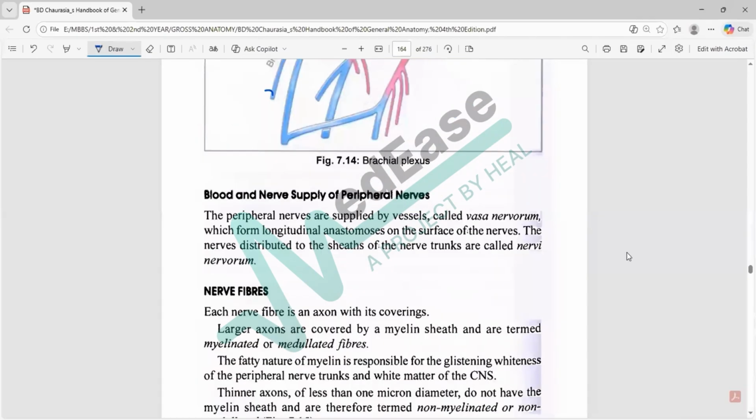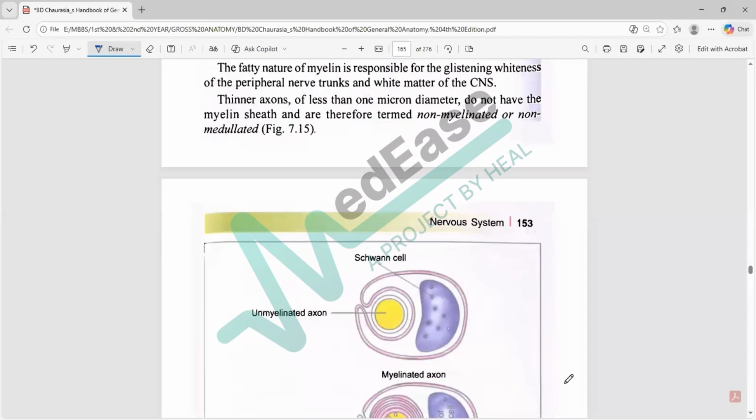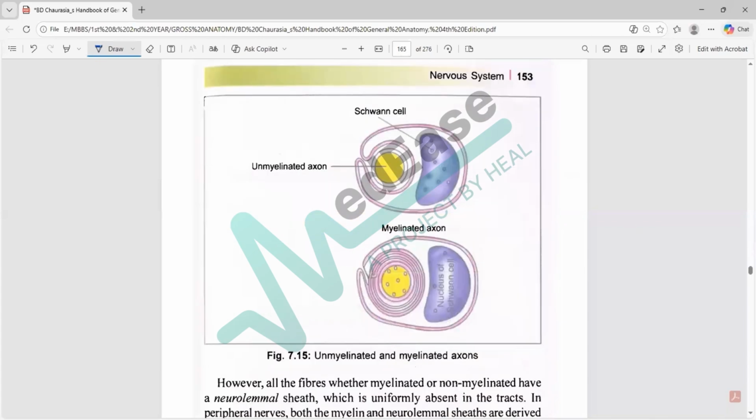Now remember, when we talk about nerve fibers, we have two types of them, myelinated and unmyelinated. Myelinated fibers outside the CNS are myelinated by the Schwann cell, whereas inside the CNS they are myelinated by another very important structure which we call the oligodendrocytes or oligodendroglia as well. Here you guys can see our Schwann cell wrapping around the axon and producing the myelination around it.